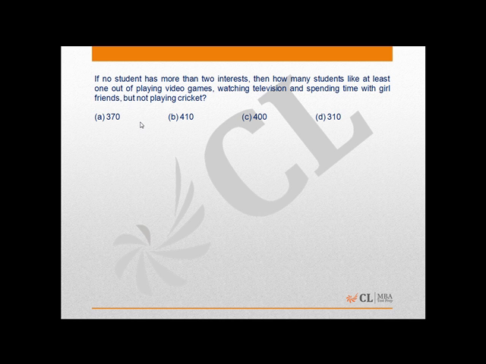So our required answer will be 65 plus 25 plus 75 plus 115 plus 20 plus 10. This comes out to be 310. Therefore option D is the correct answer.